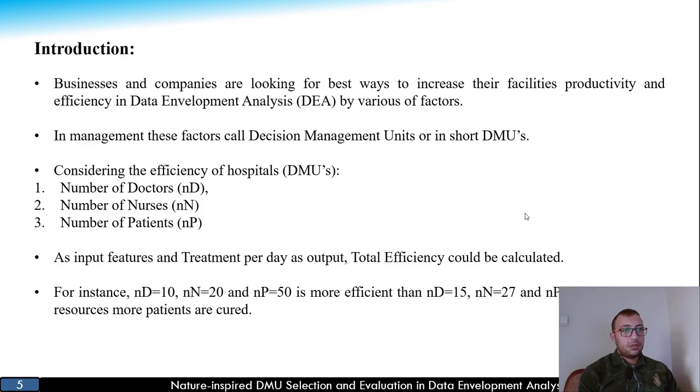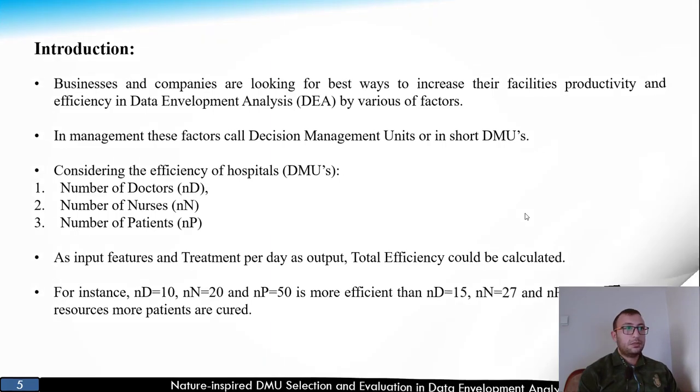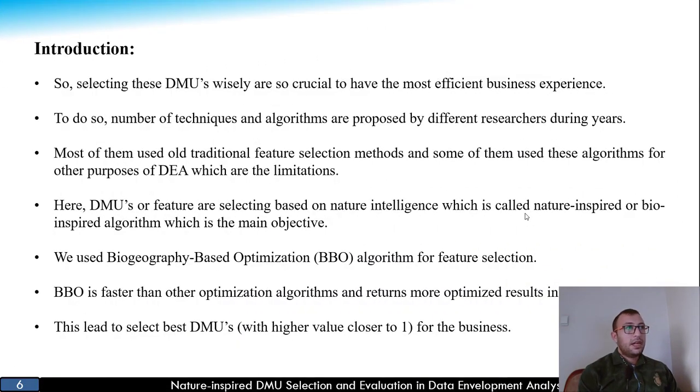Total efficiency could be calculated based on this data. For instance, if the number of doctors is 10, the number of nurses is 20, and the number of patients is 50, this is more efficient than if we have 15 doctors, 27 nurses, and 25 patients, as with fewer resources, more patients are cured. So selecting these DMUs wisely is crucial to have the most efficient business experience.